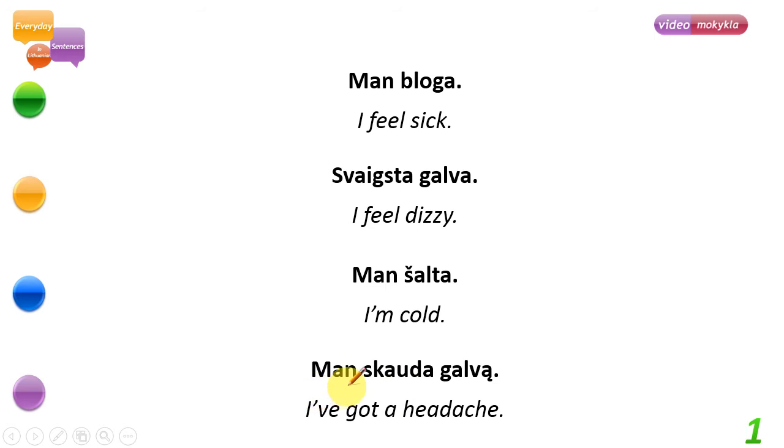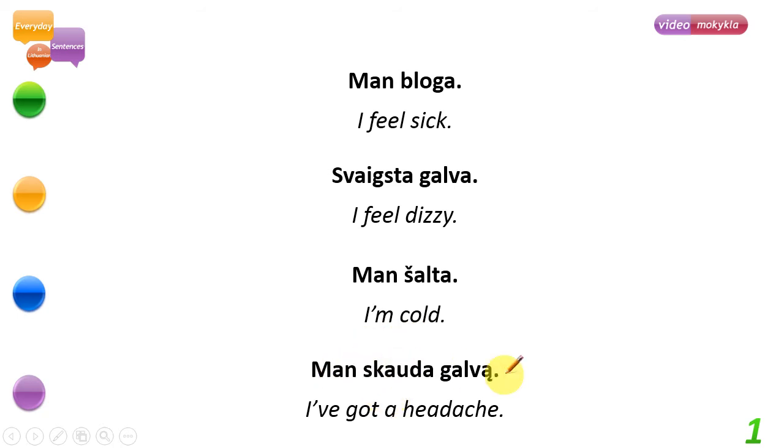I've got a headache. So for all Lithuanian sentences like ache, headache, stomachache, and so on, you use this verb skauda. Skauda is a non-personal verb. It's only used in the third person. Skauda. He, she, they, skauda. You cannot use this word with aš, tu, jūs, mes, I hurt, you hurt. This verb is not used this way.